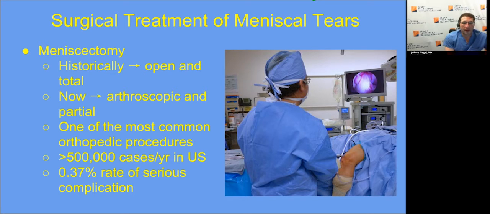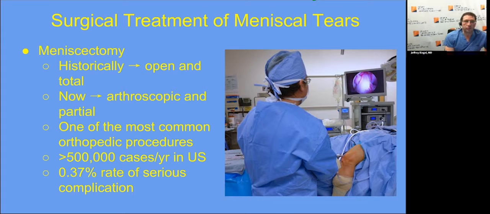So going on to the surgical treatment of meniscal tears, historically, meniscectomies were performed both open and as a total meniscectomy. So going back to the 50s and 60s, this was something a patient would get admitted to the hospital, often for a week even. They'd have a large open incision and the whole meniscus was removed, and they'd end up with arthritis certainly down the road within 10 to 20 years.